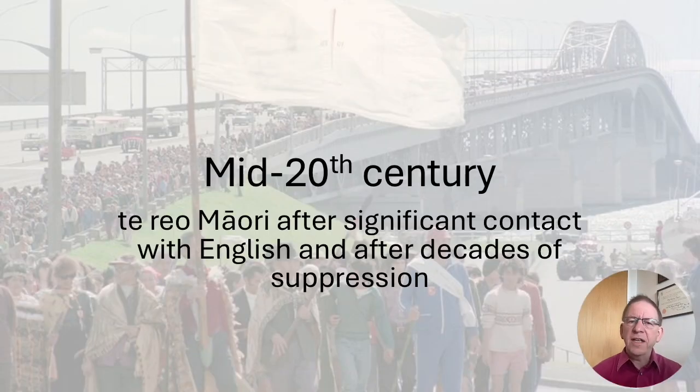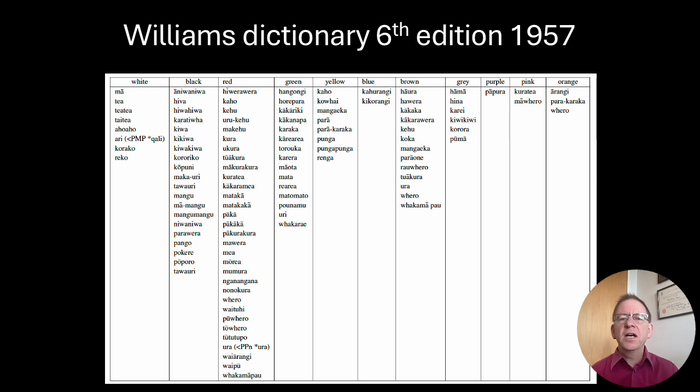We now reach the nadir of the history of the Māori language. There was considerable suppression of the language in the early 20th century. Children were punished for using it at school. The language was in danger of dying out as the number of native speakers dropped dramatically. Nevertheless, there was still considerable scholarly work and efforts to maintain and preserve the language. The last major revision to William's Māori dictionary was published in 1957.